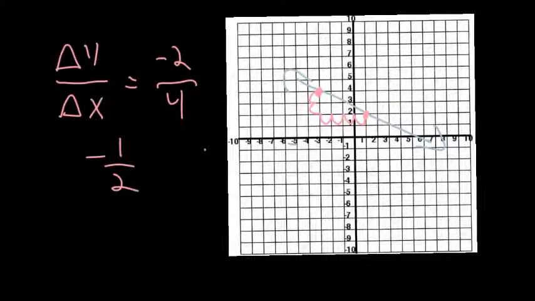Anytime you're looking at slope, if your line is going down from left to right, it's going to be negative. If it's going up from left to right, it's going to be positive. That's just a way you can check yourself, to make sure you've got the positive or negative correct.